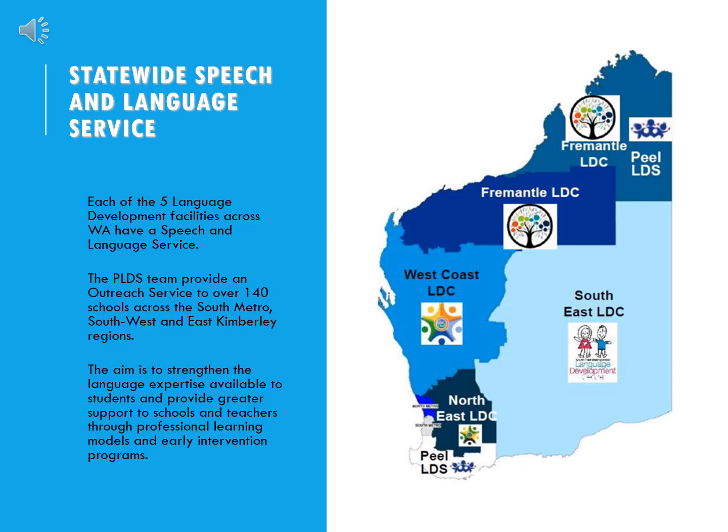As the video touched on, a valuable part of our service to the education community is also our statewide speech and language service. Each of the 5 language development facilities across Western Australia have a speech and language service or outreach team attached to them. The Peel Language Development School team provide an outreach service to over 140 schools across the South Metro, South West and East Kimberley regions of Western Australia. The aim is to strengthen the language expertise available to students and provide greater support to schools and teachers through professional learning models and early intervention programs.